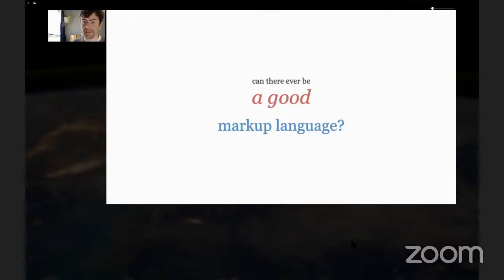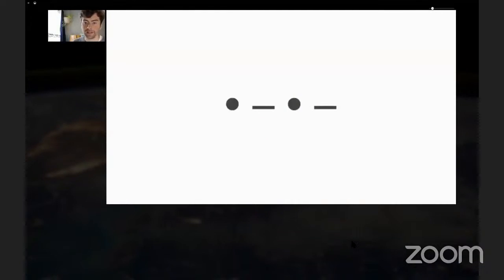Maybe we need a new markup language. I really can't tell, you know? This is what's called the pro sign.